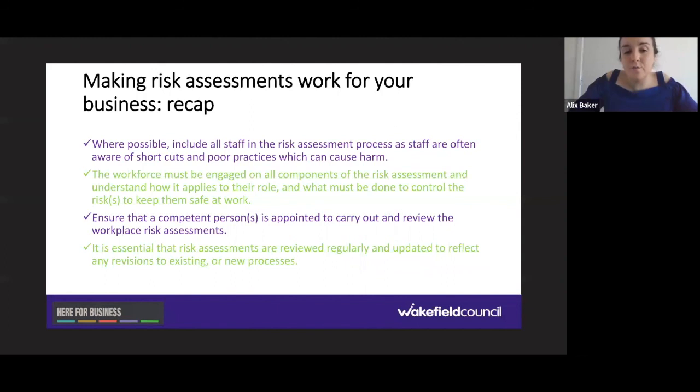Risk assessments also drive a health and safety culture, and that's ultimately what we want you to do in your workplace to better support yourselves and your staff in keeping safe.